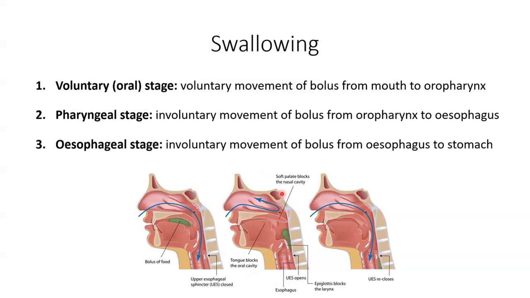Now, this pharyngeal stage is involuntary because these actions occur as part of a reflex. A reflex is when the neural impulse goes to the spinal cord or the brainstem and not the brain itself, and it's not something that's under conscious control. As the bolus moves through the oropharynx and then the laryngopharynx, our upper esophageal sphincter will relax and the bolus will then enter the esophagus.